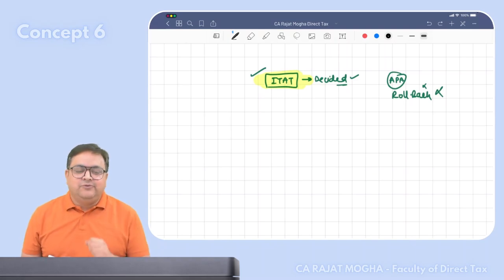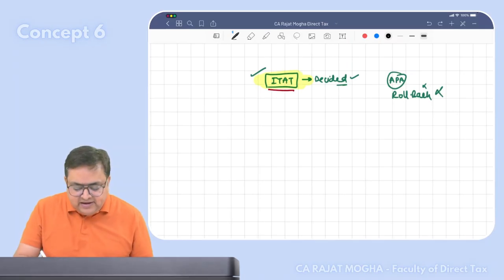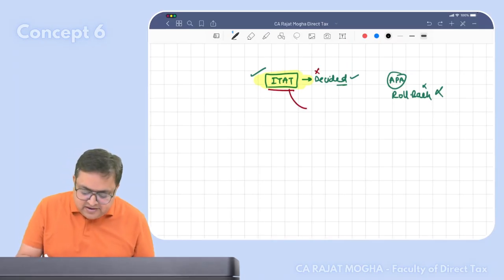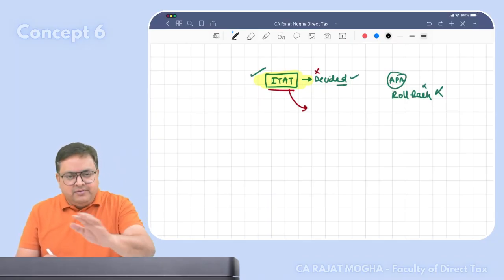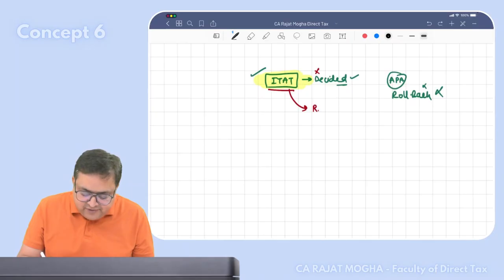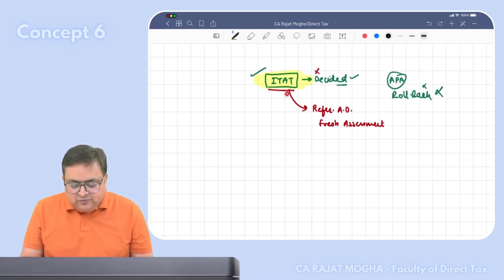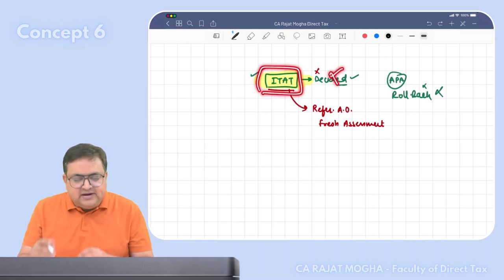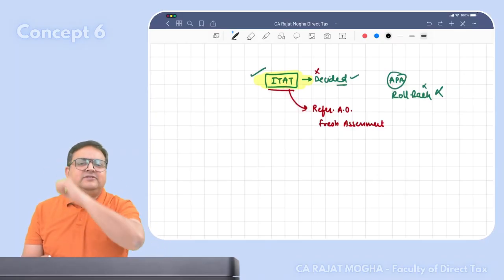One exception, one point. Let's say your case went to ITAT, but ITAT has not decided it, but they referred it back. Remember the chapter of assessment procedure? Even if you don't remember, this is a very easy point. ITAT can refer the case to the AO for fresh assessment, because ITAT finds that AO has not done his work properly. So let's say for any year, ITAT has not decided the case, but they have just referred it back to the AO to do the fresh assessment.